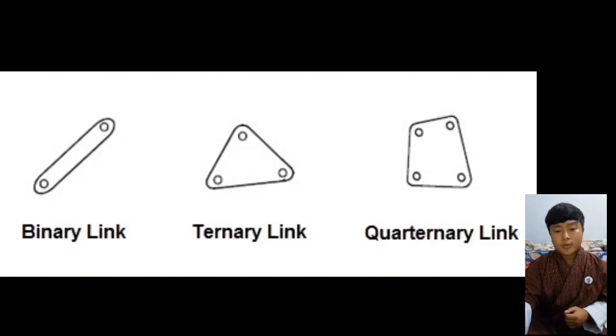Some of the common types of links are binary link, which is with 2 nodes, ternary link, which is with 3 nodes, and quaternary link, pentagonal link, hexagonal link, which is with 4, 5 and 6 nodes.